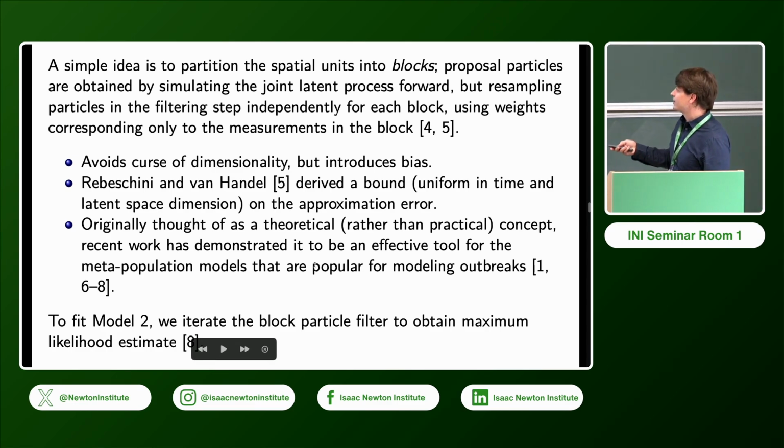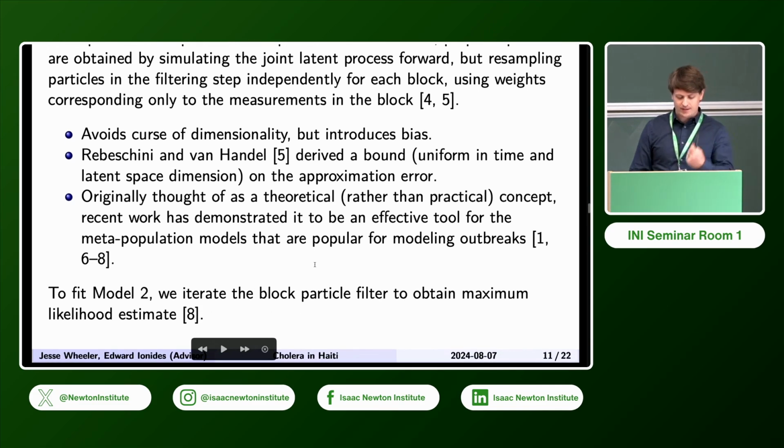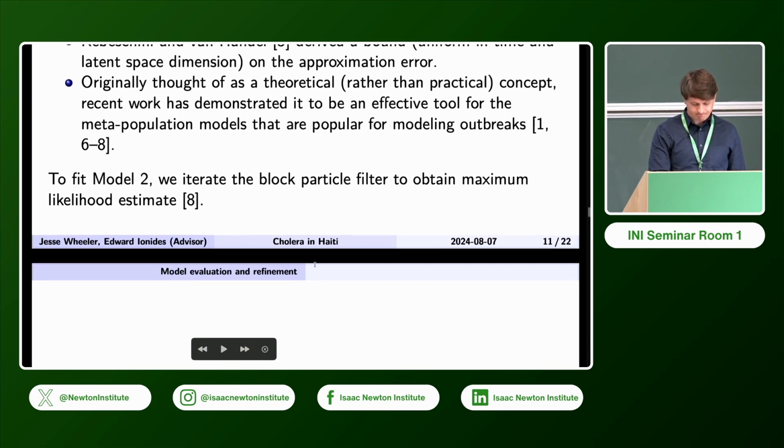Since then, it's been used in various studies for metapopulation modeling. So we fit Model 2 using an iterated block particle filter, which effectively, if you're not familiar with iterated filtering, you take the parameters of the model and treat them as a random walk as part of the latent state, and you do this iteratively while decreasing the random walk perturbation, and you can prove that that will eventually converge to the maximum likelihood estimate.